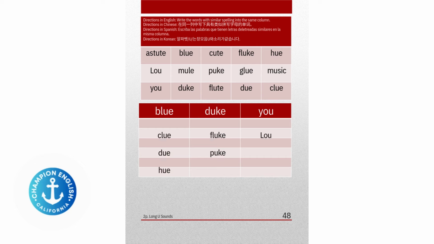Okay, students, check your pages because under blue, you should have flew, do, and hue. Under Duke, you should have fluke and puke. And under you, you should have one person named Lou. So go ahead and say the words out loud 3 times with yourself or with a partner. All right, students.